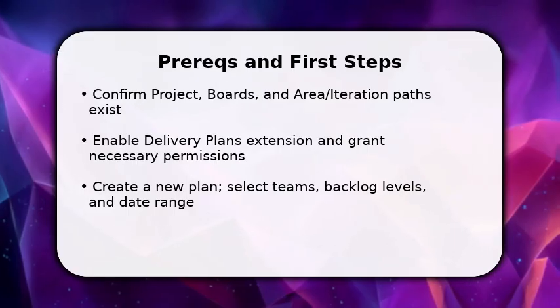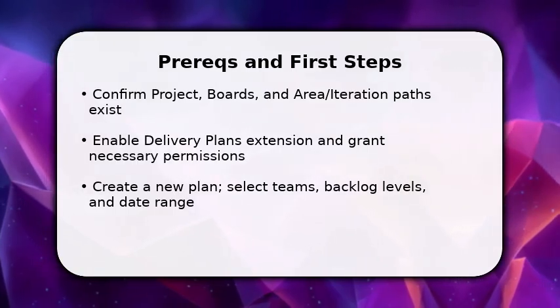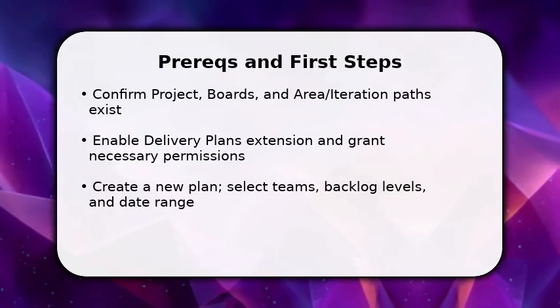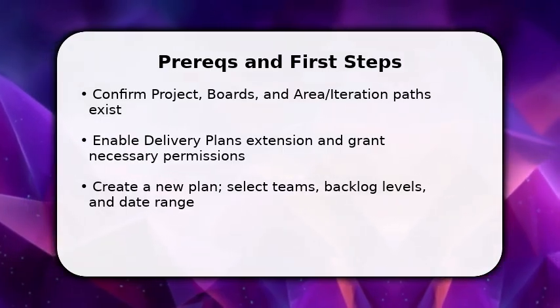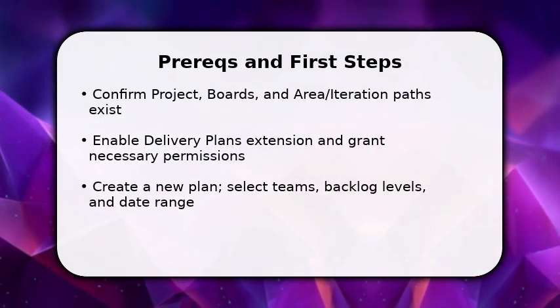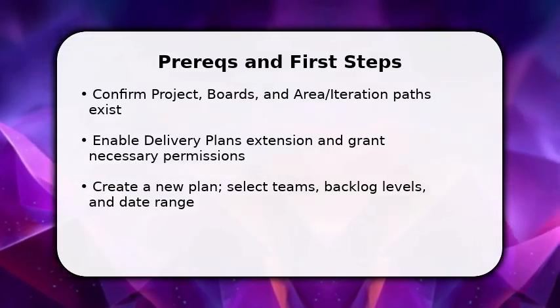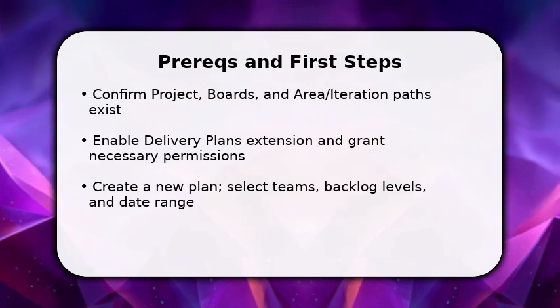Next, create a new plan and immediately pick the teams to include, choose backlog levels to display, and set a date range that matches your sprint cadence. Once done, add at least one iteration path to visualize work. This gets you from 0 to a working plan in minutes, so you can iterate visually.